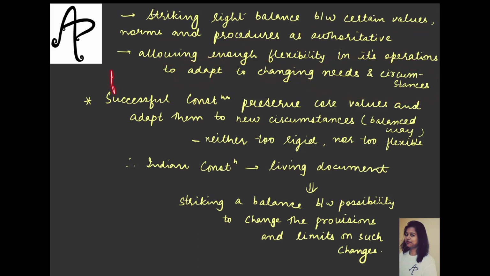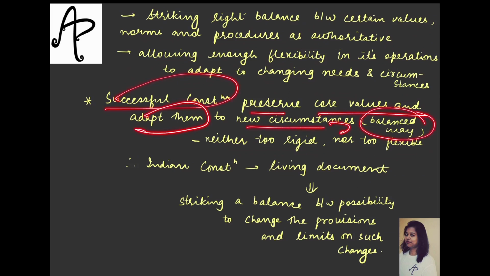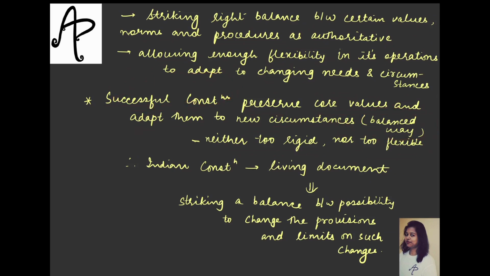So we need to be slightly flexible also, but we need to be slightly rigid also, because ऐसा भी नहीं है कि हम बस कैसे भी change कर लेंगे. थोड़ा सा strict method होना चाहिए. So neither too rigid nor too flexible is the best way out, and the Indian Constitution is like that only. So any successful constitution will preserve the core values also and adapt them to new circumstances also in a very, very balanced way. And also Indian Constitution is called as a living document.